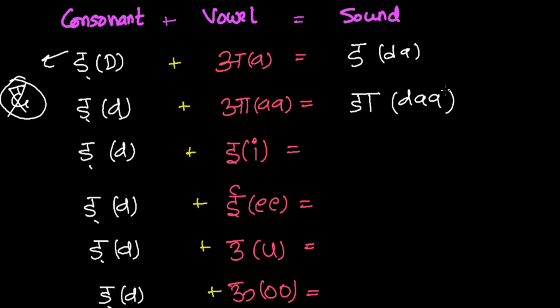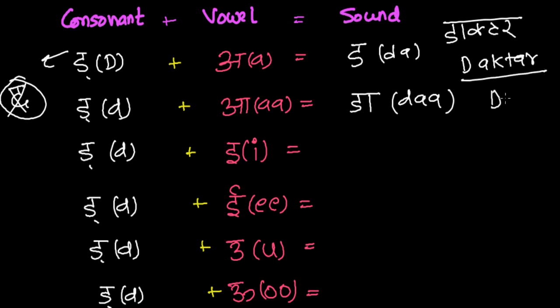So if you want to write doctor, then it will be da, half k, and then da and ra, doctor. Doctor in Hindi, and in English it's called doctor. After a lot of transformation, it is called doctor. When you want to write it, da, k, ta, ra, doctor.